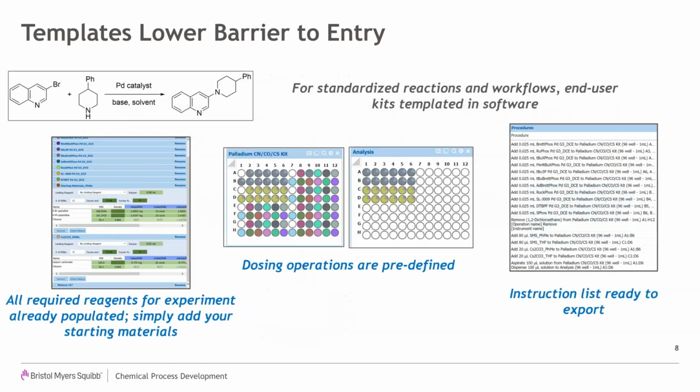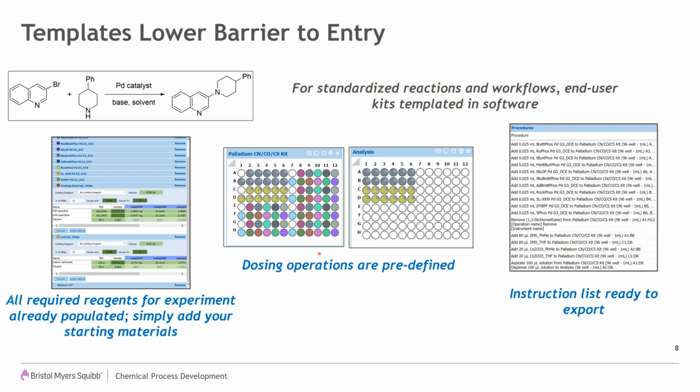An example would be some workflows that are very standardized and that are done repetitively. This example is a palladium-CN coupling here, where we have predefined the set of palladium catalysts that are known to work well in these reactions, and we've suggested bases and solvents. So all of the reagents are pre-populated. All of the stock solutions are pre-made at the set concentrations. So all the user has to do is define the starting materials and products for that specific run.